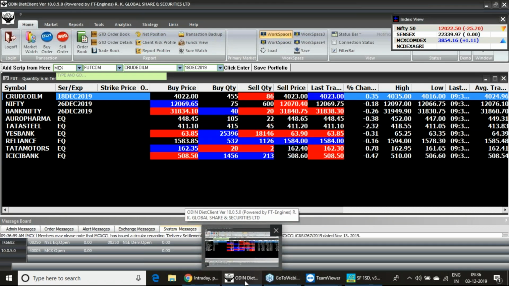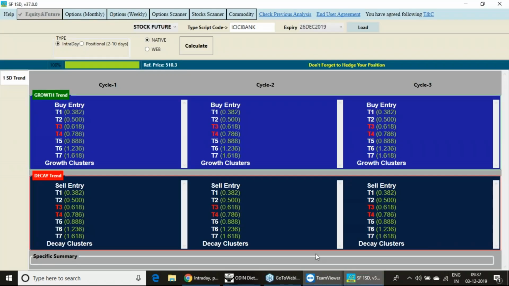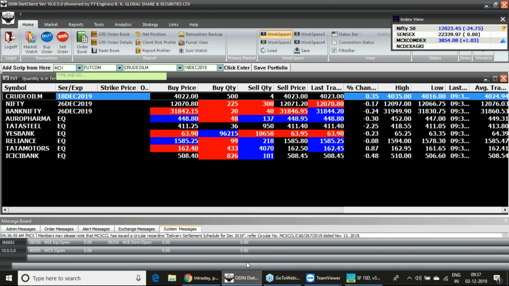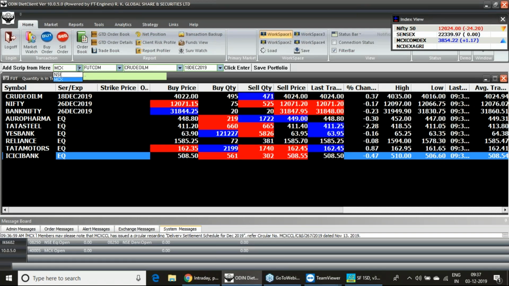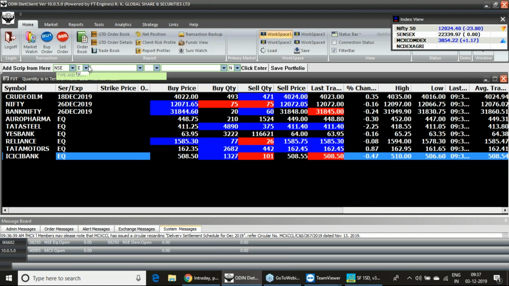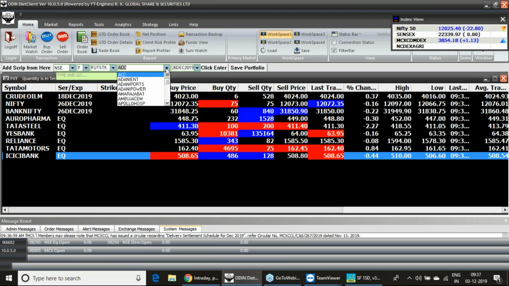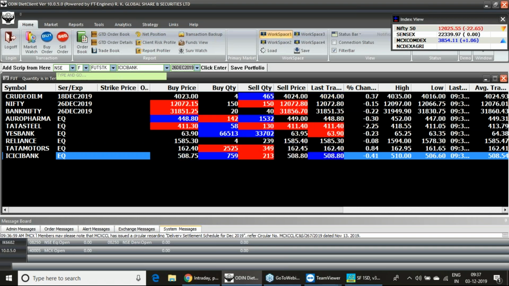So it has given you the downtrend breakout. It has given you the downtrend breakout. In the meantime, I have downloaded the ICICI Bank stock future. This is the analysis that has come. 510 rupees and 7 paisa. This is equity. I'll be going for NSE here, stock future. ICICI Bank I have also analyzed in the desktop edition. In between, the desktop edition also started working.